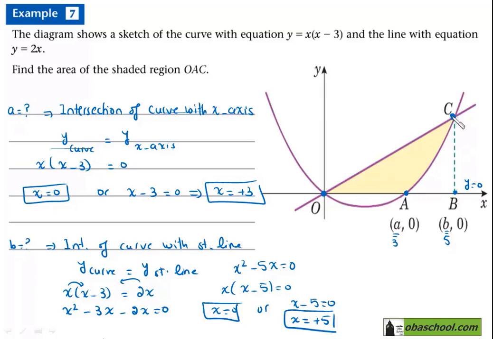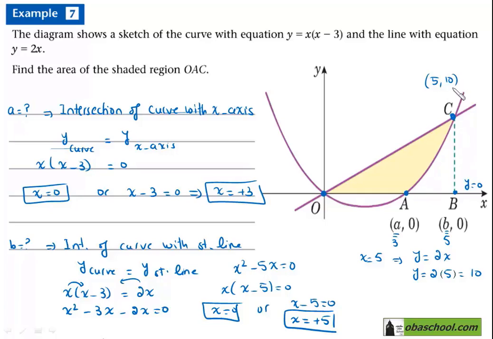Now we need to find point C. We know that the abscissa of point C is 5. We need to find the ordinate. C is a point that is on the curve and the straight line. So for x equals 5, we substitute in the equation y equals 2x. So y is equal to 2 times 5. That means the answer is 10. Now we have found the special points that are on the sketch. Intersection of the curve with the x-axis and intersection of the curve with the straight line.